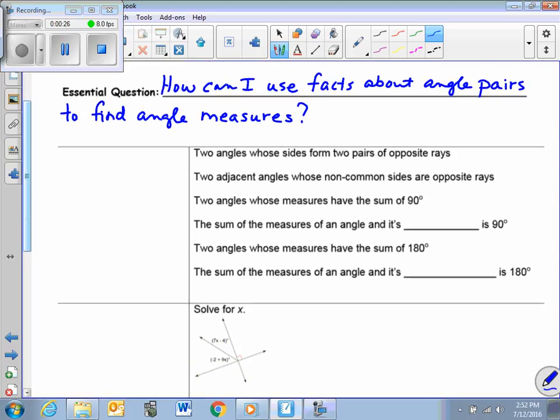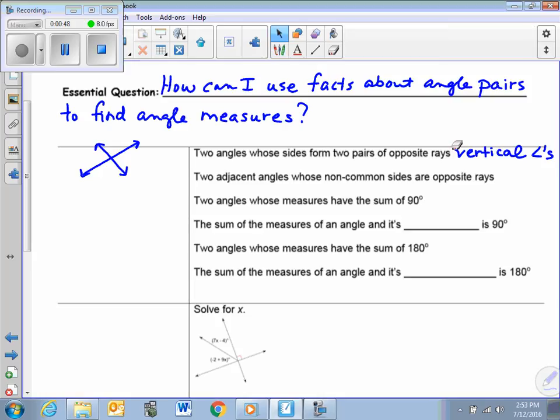Let's start with our terminology. Two angles whose sides form two pairs of opposite rays are called vertical angles. It always helps to have a visual representation, so I'll put one like so here. Here's a pair of opposite angles. Here's a pair of opposite angles. And those two pairs together give me sets of vertical angles.